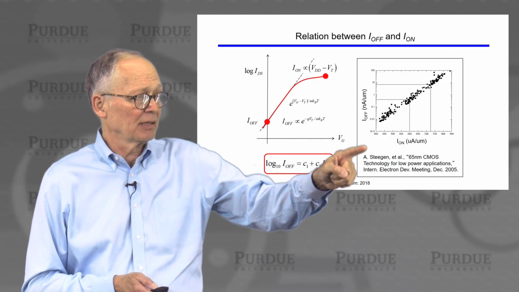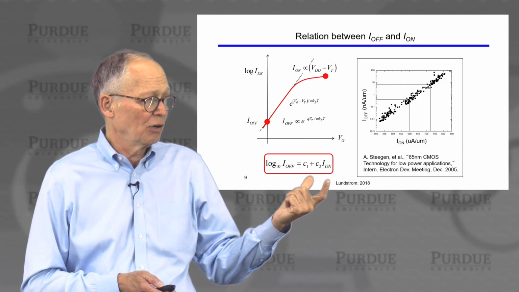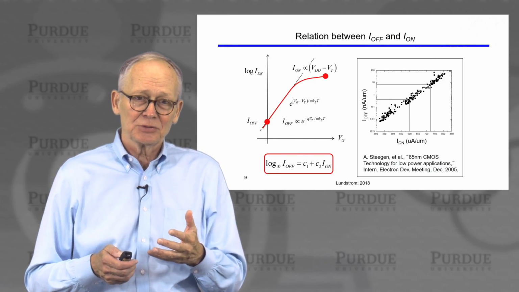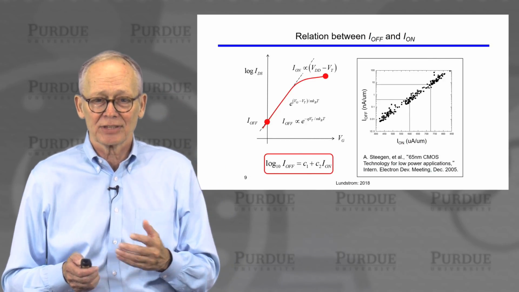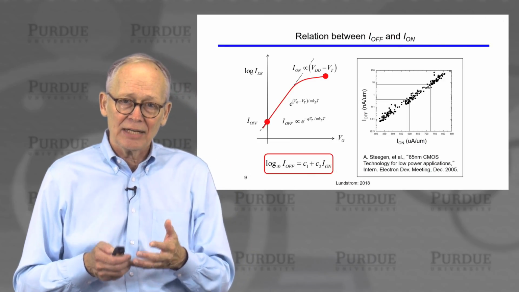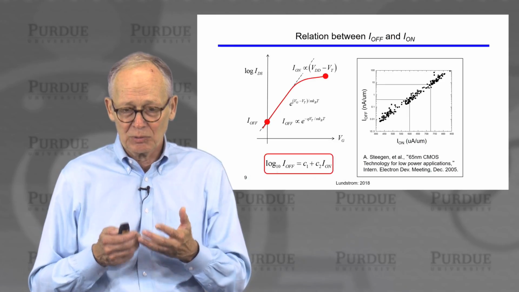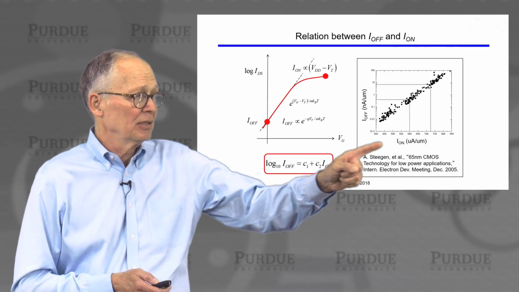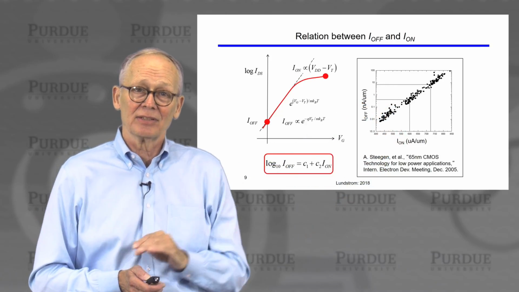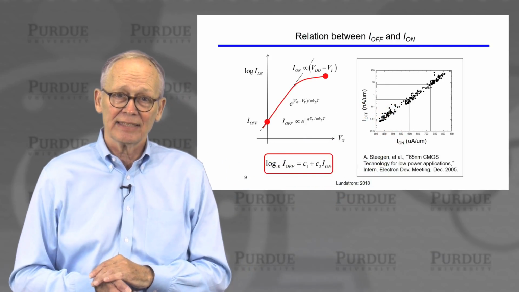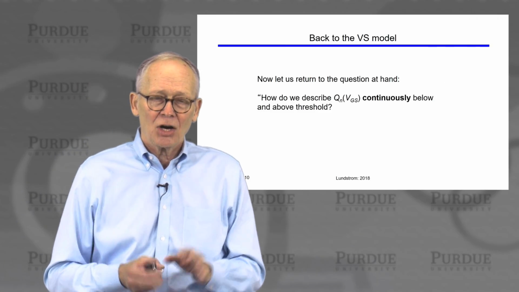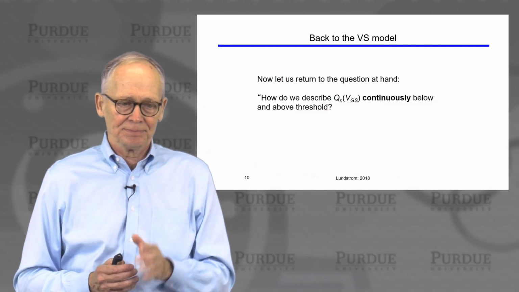The on current is plotted on a linear plot. The off current is plotted on a log plot. It obeys this characteristic relation. And this is one of the challenges in device and circuit design. If a circuit designer needs a little bit more on current because we want speed that is a little bit faster, it's easy to increase the on current. We just lower the threshold voltage. But that will necessarily lead to an exponential increase in the off current, which may or may not be able to be tolerated. All right, so let's go back to the virtual source model.